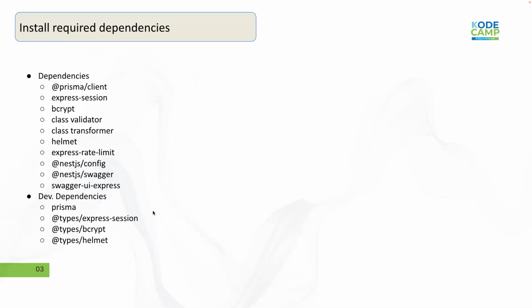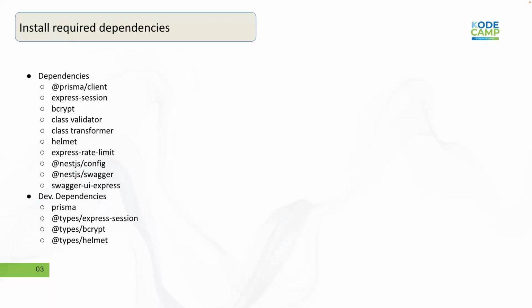So express-rate-limit is to limit the rate at which users are hitting our server. So we're using NestJS Swagger and Swagger UI Express for API documentation, so that we can document our APIs and users can easily look at our documentation and use our APIs. So we also have NestJS config. This is for configuring our environment variables and other things in NestJS.